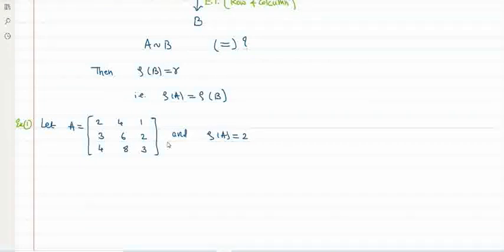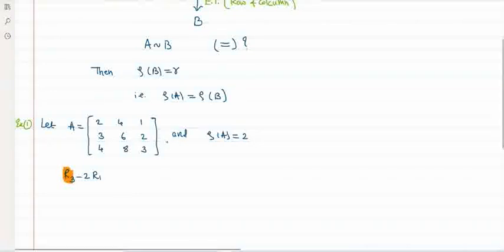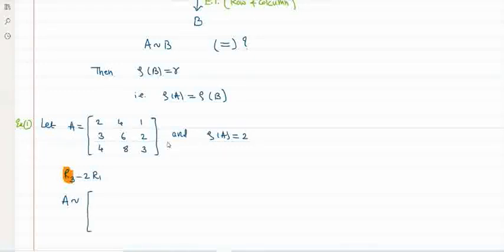So here I will apply the elementary transformation R3 minus 2R1. This elementary transformation shows a change in the third row, so you will get a new matrix which is equivalent to A. Don't use the equal sign here; I'm using equivalent. The new matrix only changes in the third row. The first row, 2, 4, 1, remains the same. The second row, 3, 6, 2, remains the same.